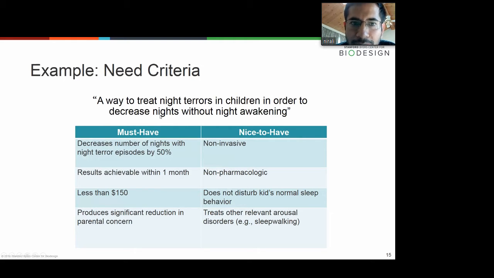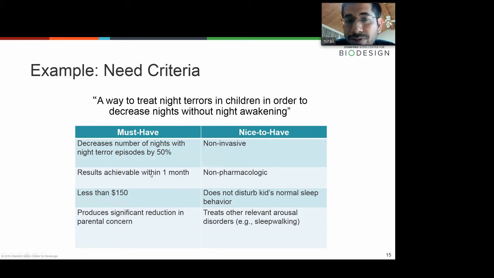The first must-have is usually related to the outcome you've listed here. So say, for example, they say, decrease nights with night awakening. That's really their target outcome in their needs statement, right? So their first must-have is that. How do you define that? How many nights do you have to decrease? That's the question. And they're saying by 50%.